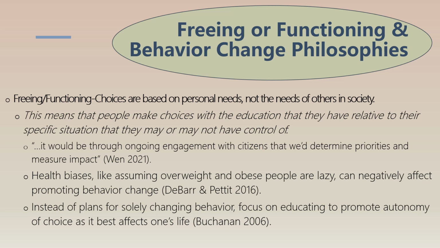Now, sometimes we encounter health biases, and one of them is when you assume that people are lazy or don't make choices or make poor choices. And this is not always true, right? So unfortunately, those health biases can really negate some of the potential that people have to move forward with behavior change. So instead of planning solely for changing behavior, it's really important to focus on education so that people can be autonomous in making their own choices as it best affects their lives. And that's really what the freeing or functioning philosophy is about.